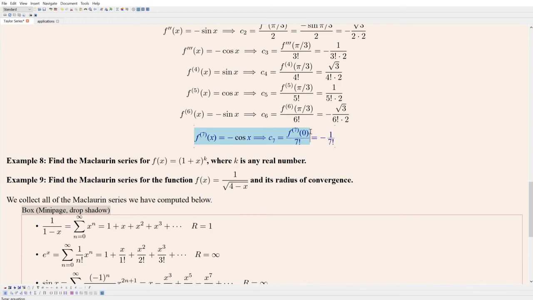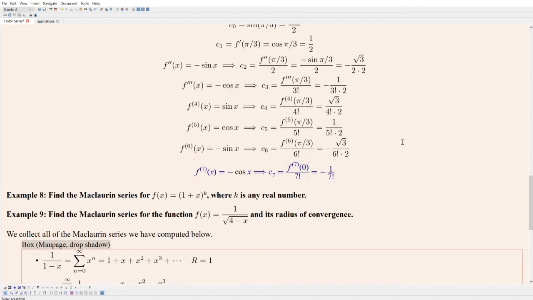Like so. I think the pattern is starting to show up, but let's go just one more. So cosine at pi over 3 is 1/2. So we have minus 1/2.